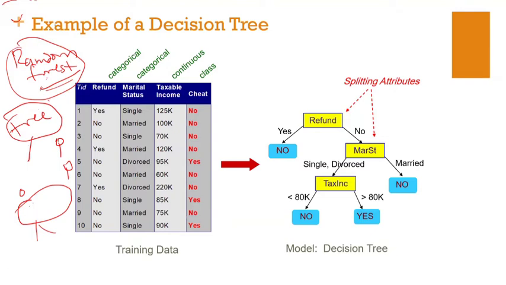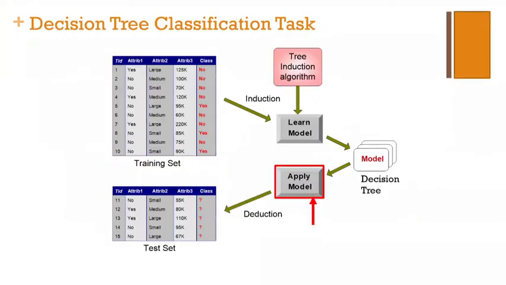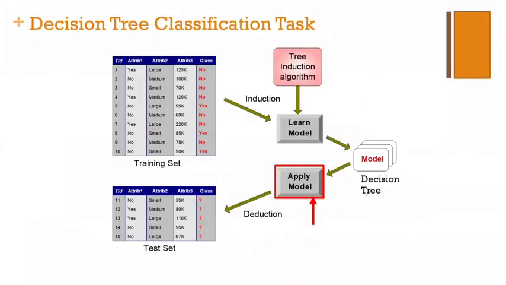Depending on the choice of your root node, you can end up with different trees. You can see here we started with refund. Here we started with marital status. Because we changed the starting attribute, we are going to have a different model. And then you can also start from taxable income. Whenever you have a root node that is different, you end up with a totally different model. That's why I said that there could be more than one tree that fits the same data set.